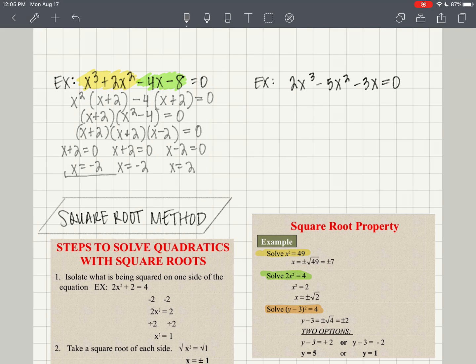Now negative 2 occurred twice. So we say x equals negative 2, and then in parentheses I'm going to put multiplicity 2. So I can do that, or I can say x equals 2. So there's my 2 answers. X equals negative 2 with a multiplicity of 2 because it occurred twice, and then also x equals 2.